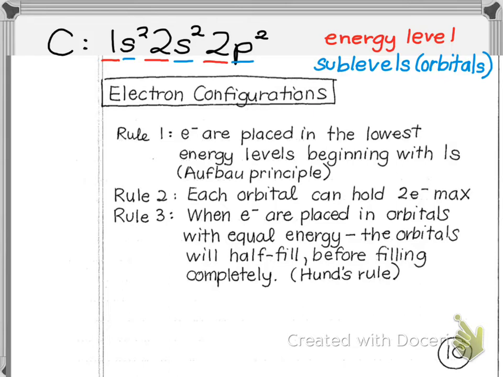Remember, an s sublevel has 1 orbital, a p sublevel has 3, a d sublevel has 5 orbitals, and an f has 7 orbitals. So in an electron configuration, they just write the sublevel, but we know how many orbitals there are in that sublevel.